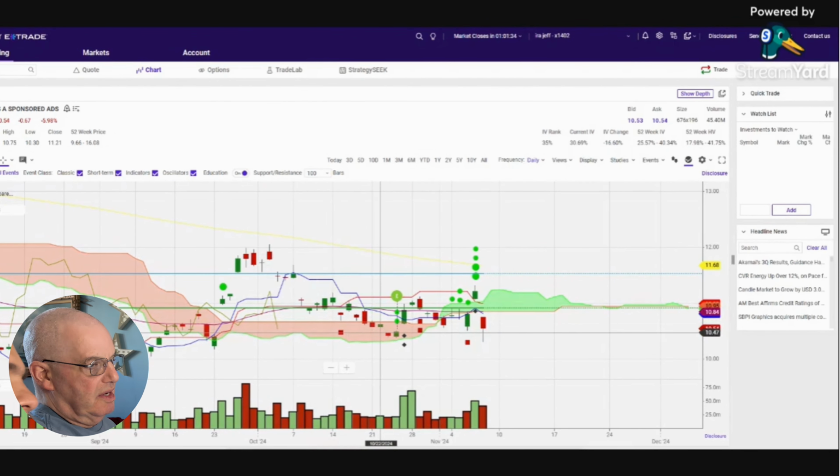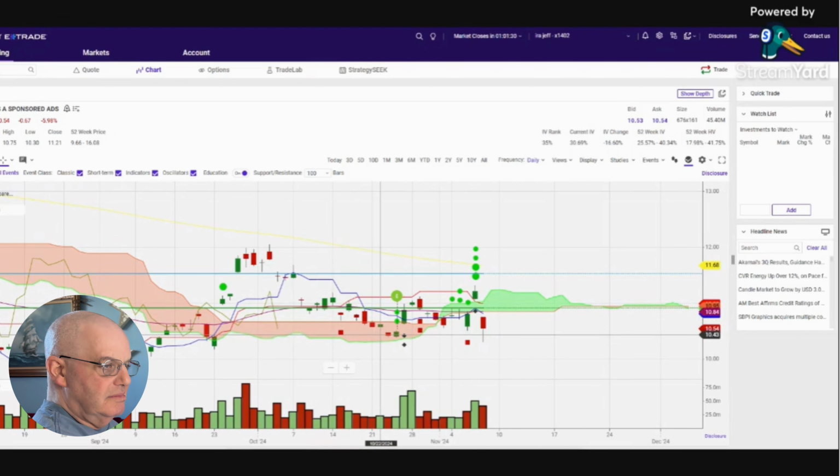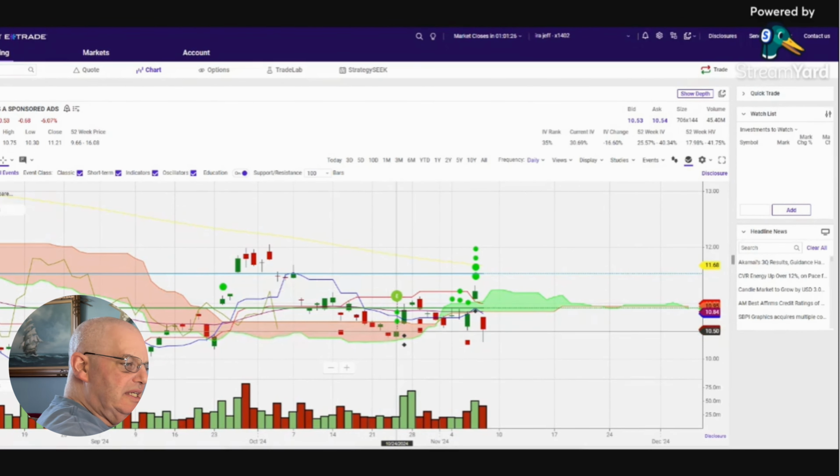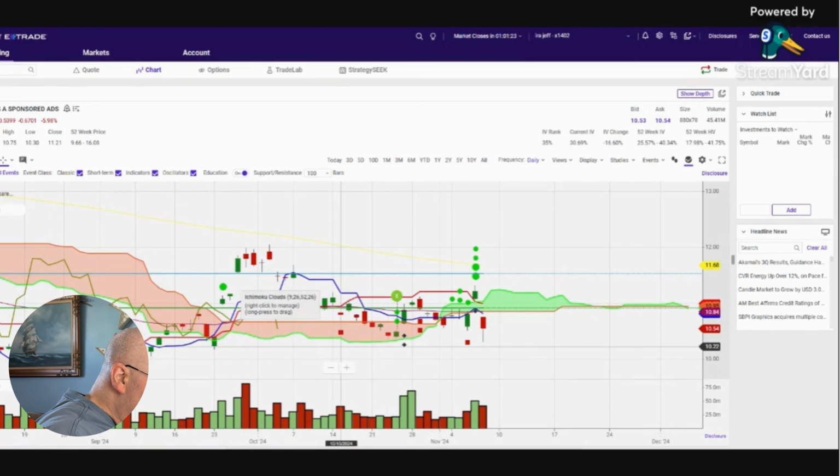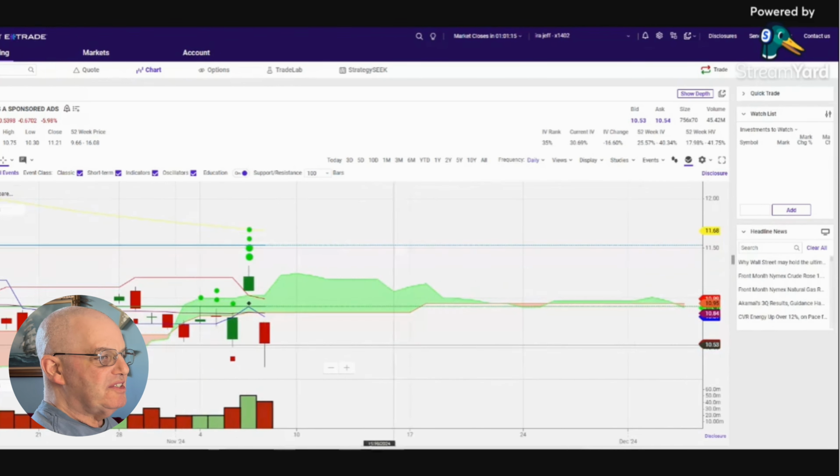Now for a short, this cloud is how many days from here to this? One month? 26 days. Okay, so it's coming down into the cloud. So it's not a trade. This one would have been really fast money, but it's risky.